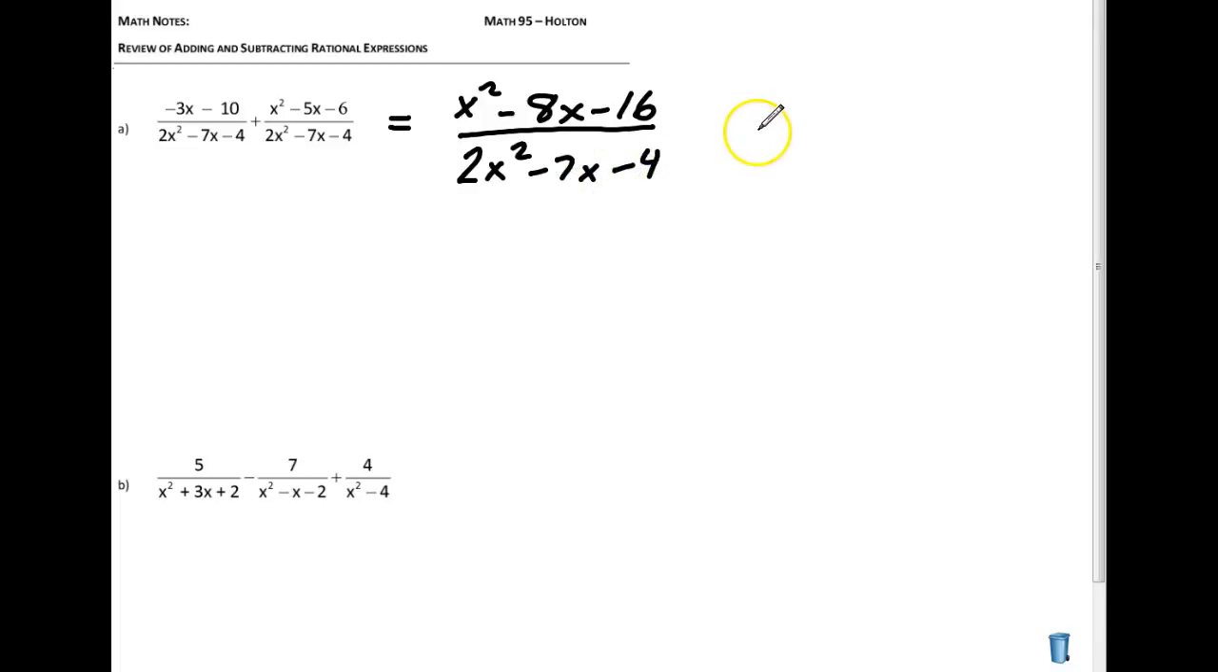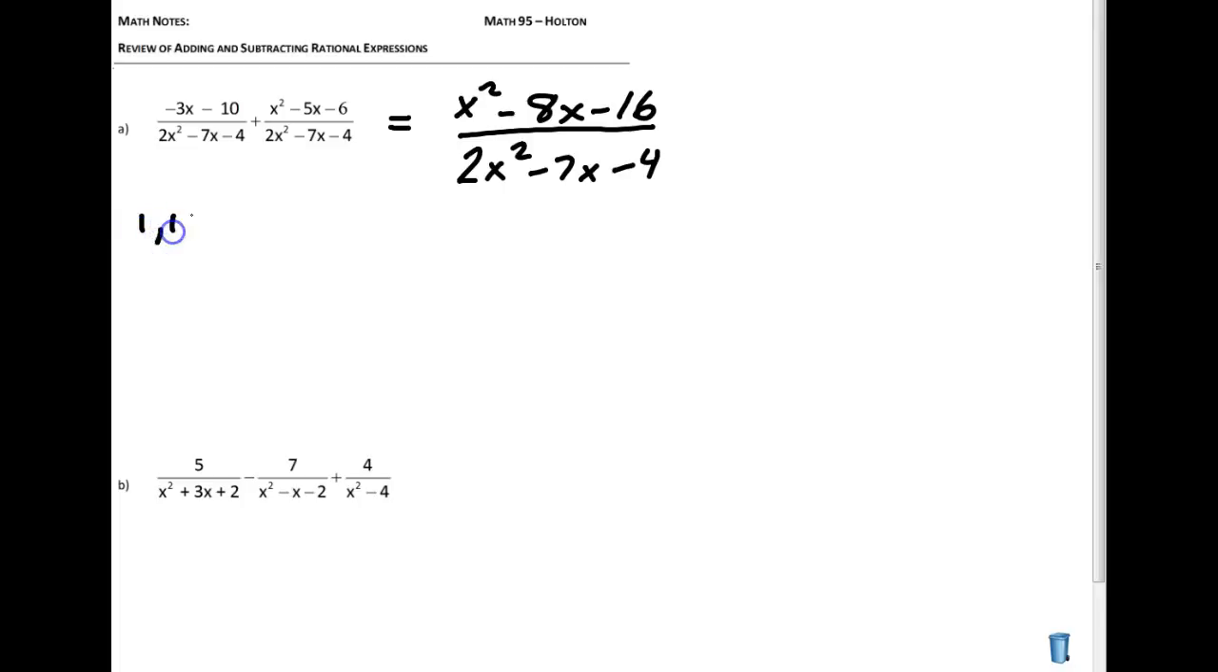Now, always when you are adding or subtracting your rational expressions, you need to make sure if you can simplify, then you should. And the way you can simplify is by factoring the numerator and the denominator and canceling out any common factors that they have. So first let's think about, can we factor this numerator? So I'm thinking, are there two numbers that multiply to give me negative 16 but add to be a negative 8? So think about how you make 16.